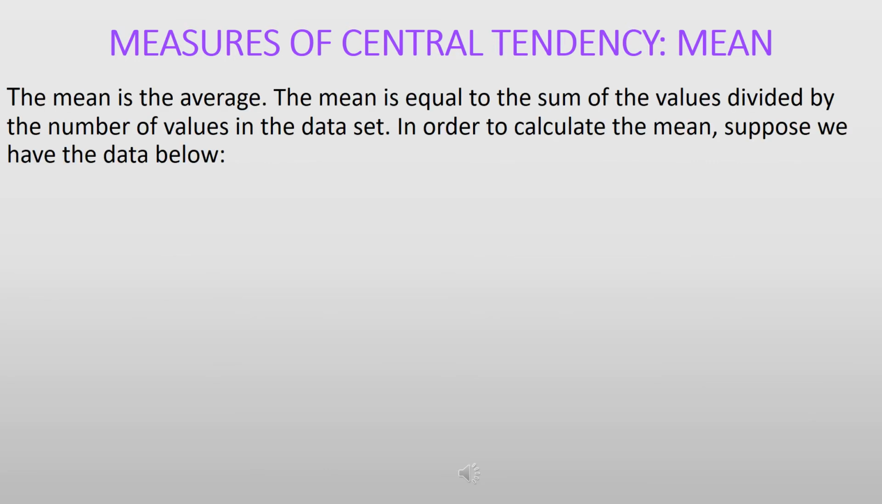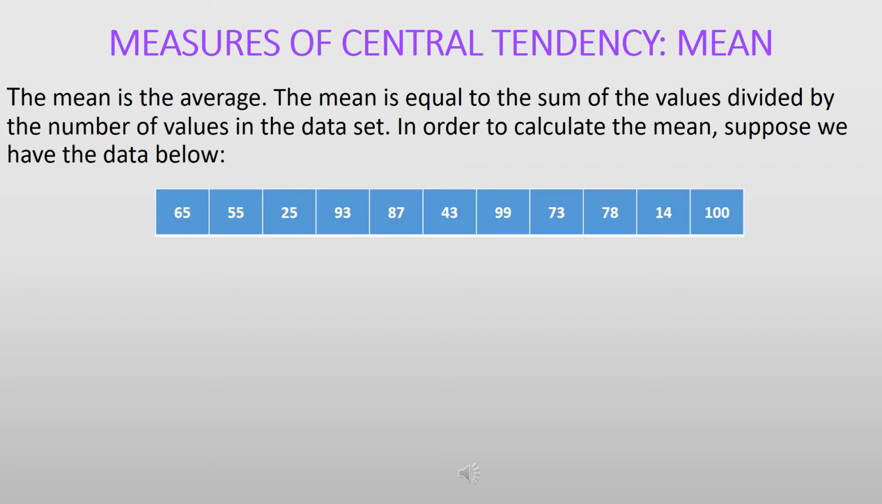The last measure of central tendency to discuss is mean. The mean is the average. The mean is equal to the sum of all the values divided by the number of values in the data set. In order to calculate the mean, suppose we have the data below.